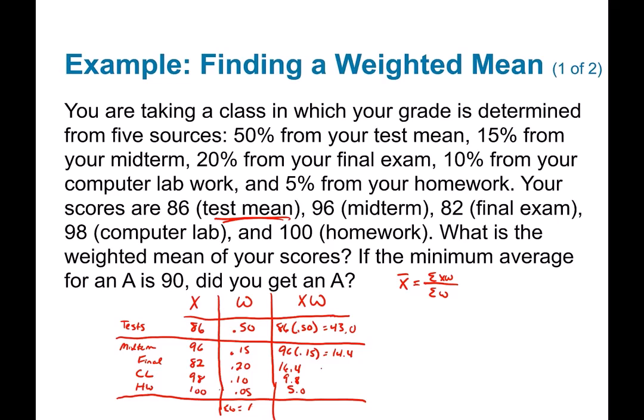And then add up the sum of our data value times our weight. To add up this last column, when we do that, we get 88.6. So now, plugging these two numbers into our formula, the sum of our data value times our weights is 88.6, divided by 1. And so we get a weighted average of 88.6 in this case. Going back, if the minimum average for an A is a 90, did you get the A? No. You got probably a B in this case.